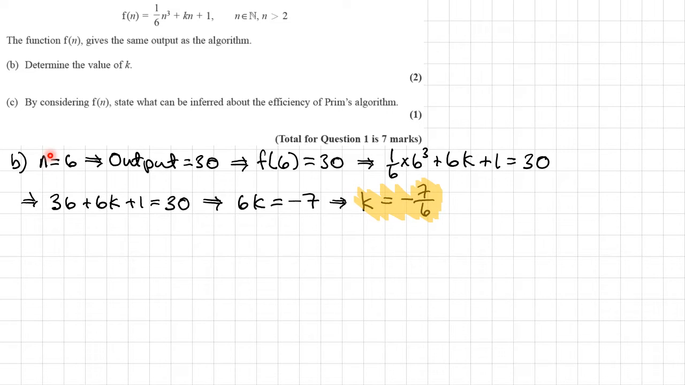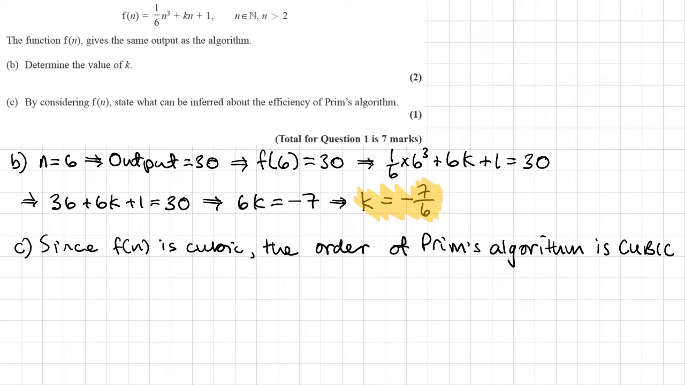Part C, by considering f of n, the function here, state what can be inferred about the efficiency of Prim's algorithm. Now, since f of n, this function of n, is cubic, that's the largest power, we can infer from that that the order of Prim's algorithm is cubic, or it has cubic complexity. That's another phrase you could use instead of this.